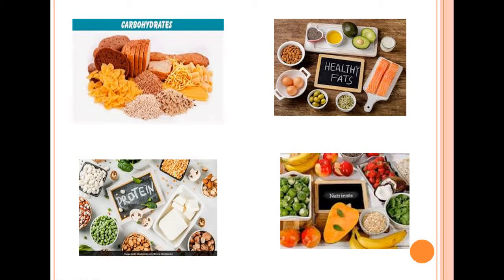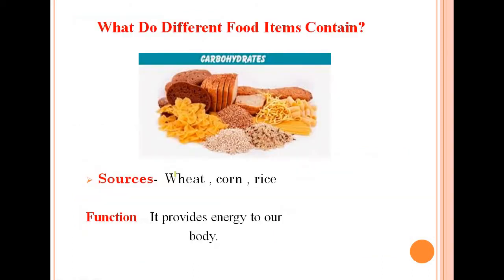So now we will focus on the nutrients, their sources and their functions. Let's move on. Now, what do different food items contain? First we are taking carbohydrates. What are the different sources of carbohydrates? The different sources of carbohydrates are wheat, corn and rice.